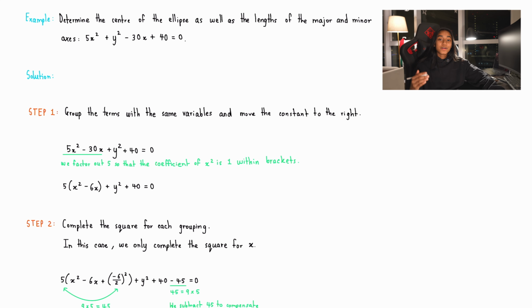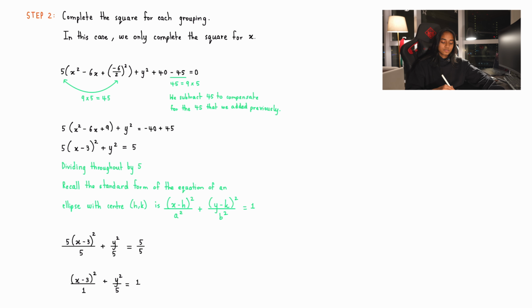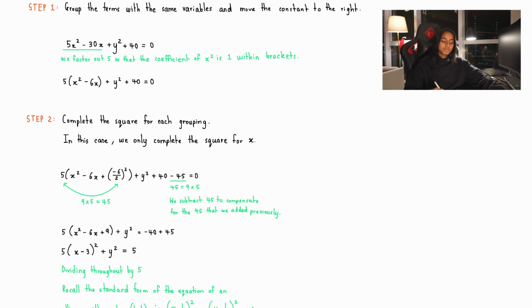Now we're going to go through another example to understand this topic even better. This example states to determine the center of the ellipse as well as the lengths of the major and minor axes. So we have 5x squared plus y squared minus 30x plus 40 is equal to 0. So what we're going to do is put this into a recognizable form, the form that we learned before, to be able to determine the values.